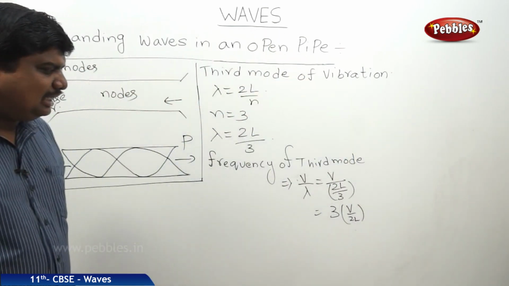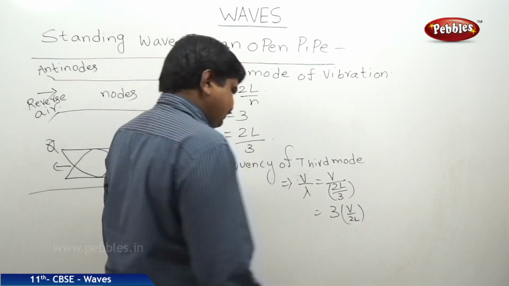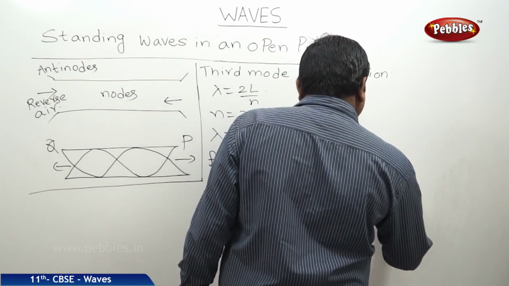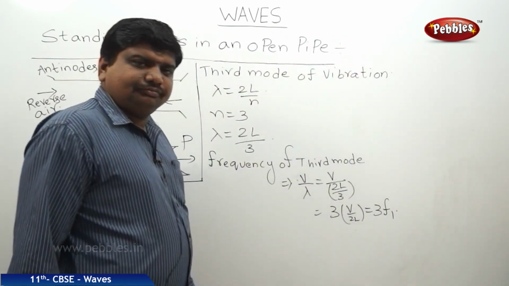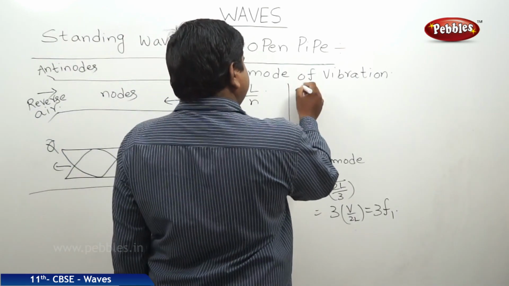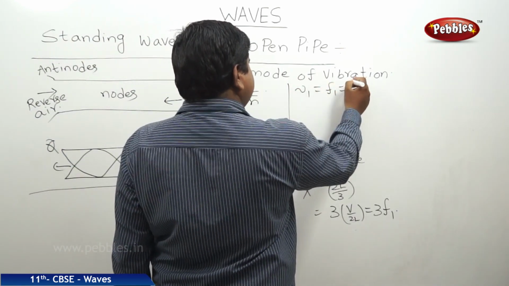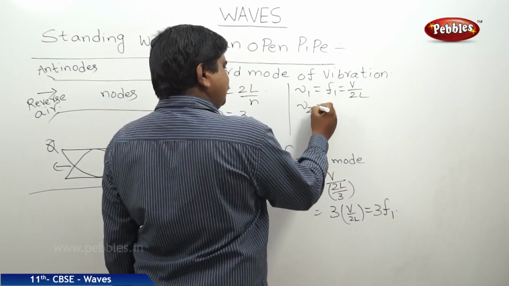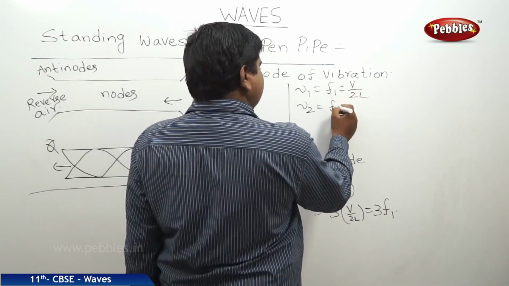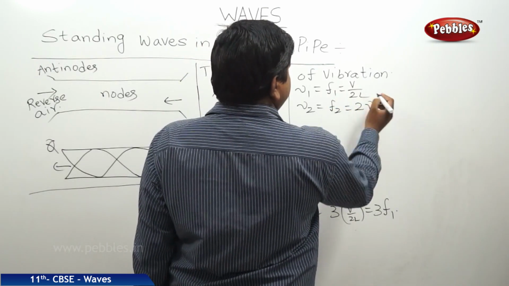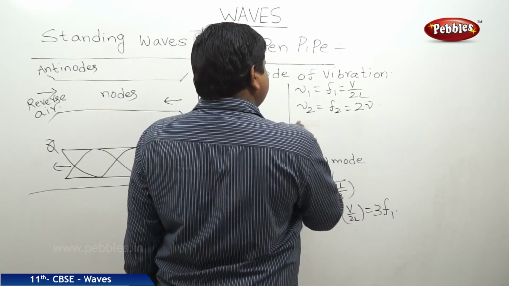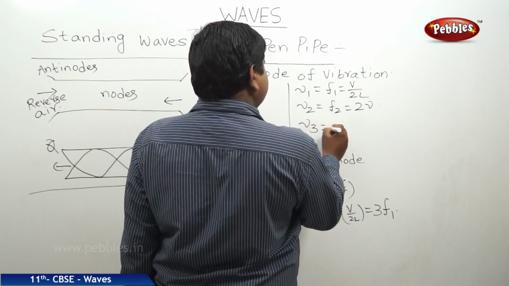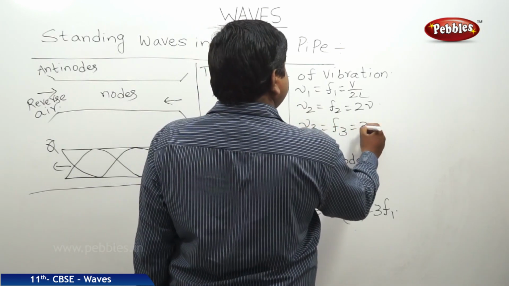We know that V by 2L is the fundamental frequency. Therefore, it is 3F1. So, nu1, that is F1, is equal to V by 2L. The second harmonic frequency F2 is equal to 2 nu1, and nu3, that is F3, is equal to 3 nu1.